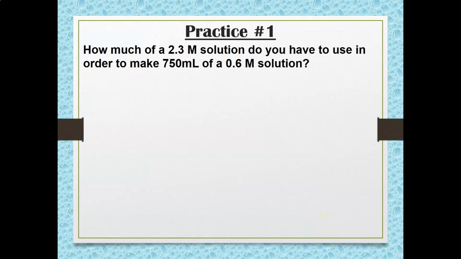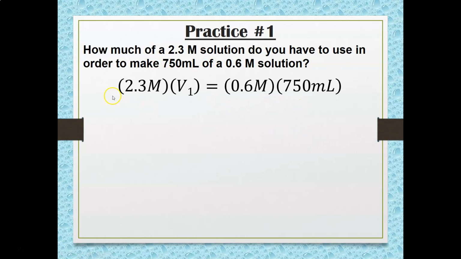How much of a 2.3 molar solution do you have to use in order to make 750 milliliters of a 0.6 molar solution? So what I'm going to do is figure out what are my starting values and my ending values. I'm starting with the concentrated stuff, but I don't know how much of it I need. So I'm solving for V1. I do know the concentration I need to end with, and I know how much of it I need when I'm finished. So when I plug that into my equation, I get M1 V1 equals M2 V2.